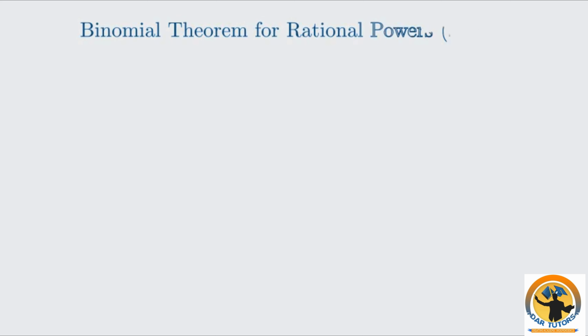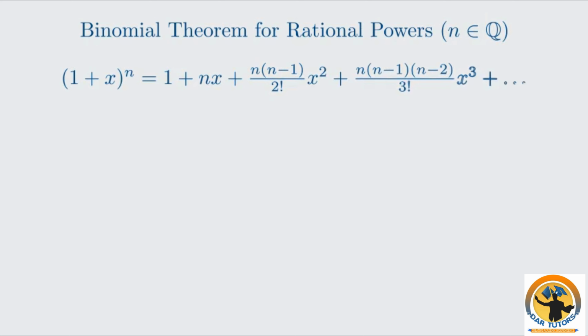So far, we've dealt with positive integer powers. But what if the power is a fraction or a negative number? This is where the binomial theorem for rational powers comes in. Sir Isaac Newton generalized the binomial theorem to include any rational power, n, not just positive integers. The formula looks very similar, but there's a crucial difference. For rational powers, the expansion is an infinite series. The expansion of (1+x)^n is an infinite series.